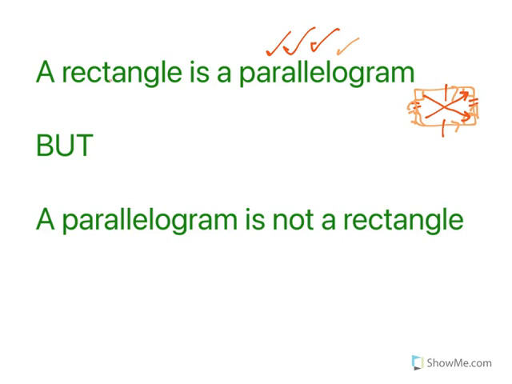So a rectangle is a parallelogram, but a parallelogram is not a rectangle because of the not 4 right angles. So that is what makes a parallelogram different from a rectangle. So just remember, a rectangle is a parallelogram, but a parallelogram is not a rectangle.